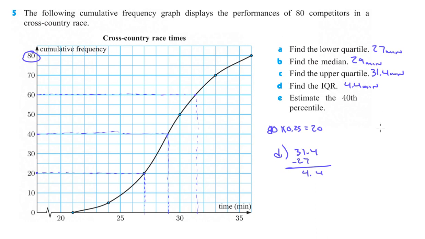Right? And then estimate the 40th percentile. So the same way as we got the 25th percentile, we can just multiply by the percent, because that's the lower quartile. So for E, we'll take 80 times 0.4, which is going to give us 32. So what we want to do is find where 32 is. So 32 is about right here. Right? So that would be the 32nd time. Alright, so we go over there and go down there, and that's going to be around 25, 26, 27, 28. Call that like 28.2 minutes.